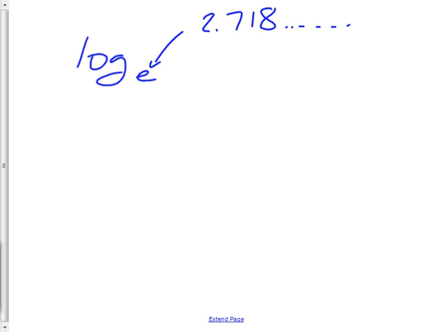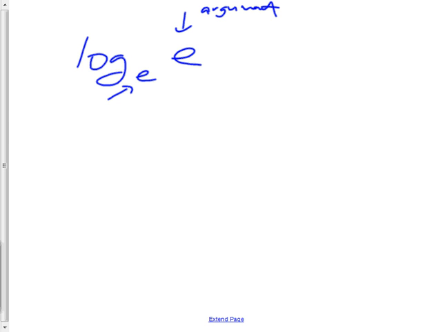So log base E, a lot of times, will have an argument. Remember, this position here is called the base. This position here is called the argument of E. And let's say I said it was E to the fourth.